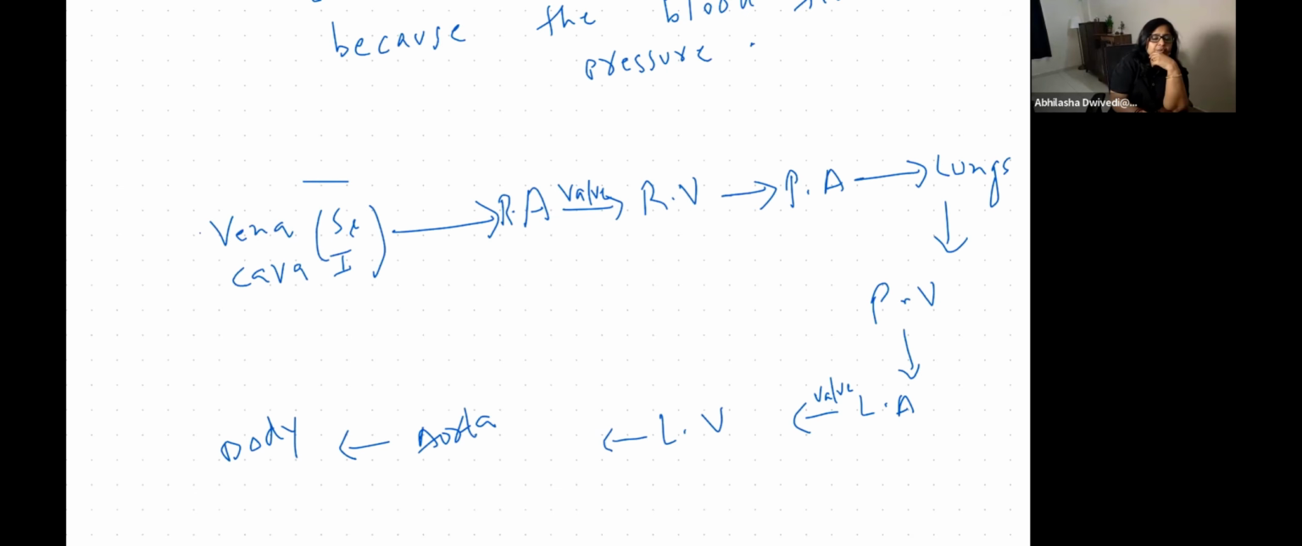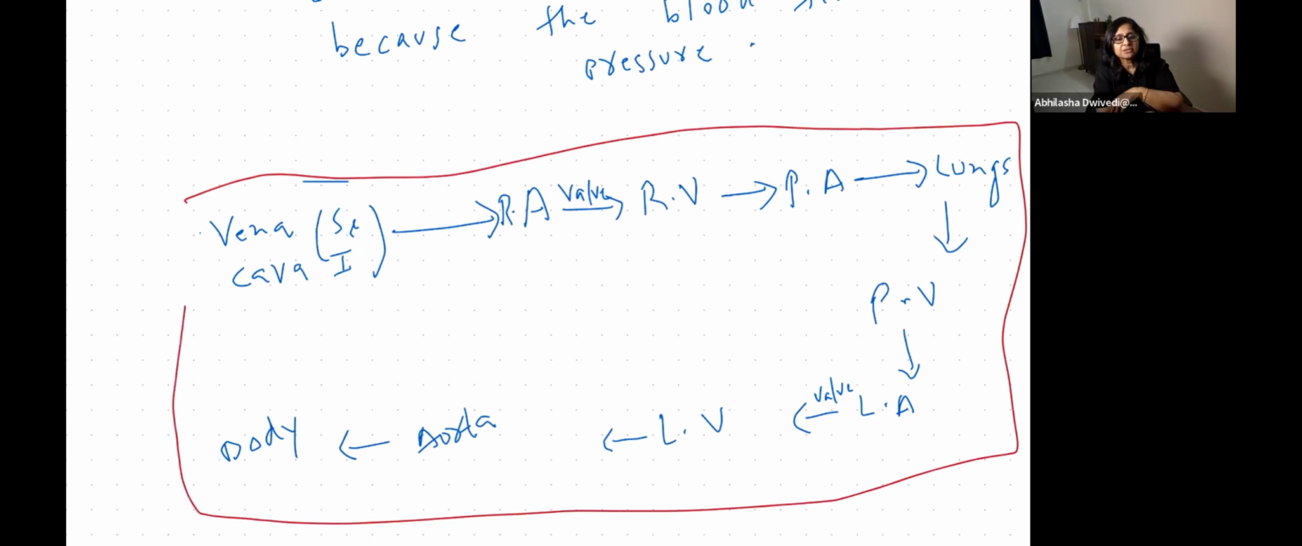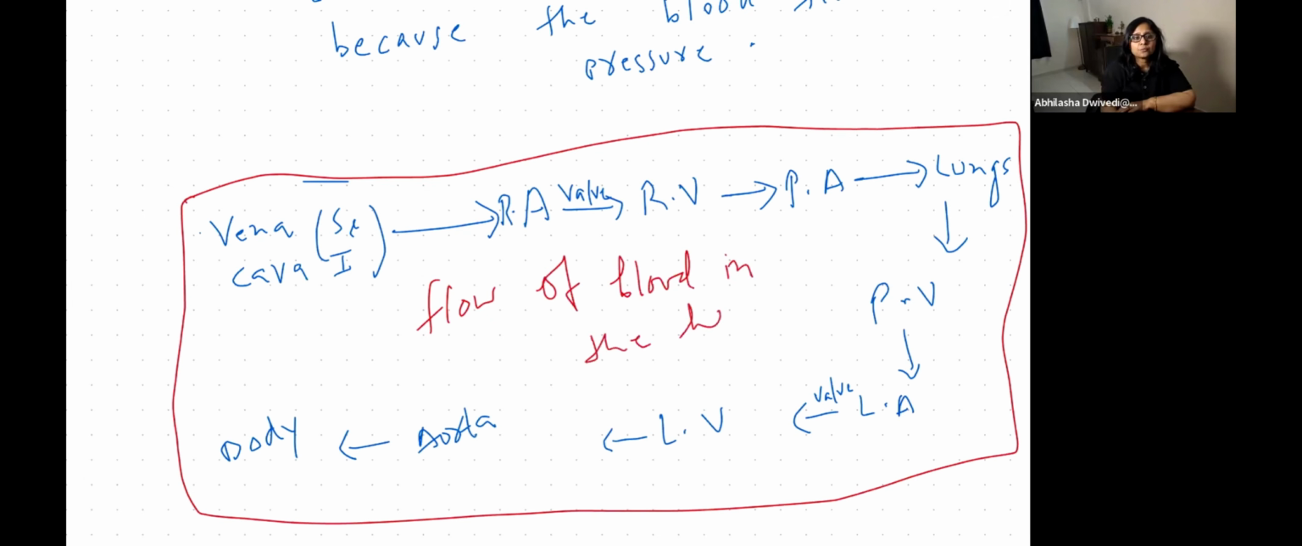So this is the most important for any student. If you are doing AP, IGCSE, GCSE, CBSE, ICSE, if you are doing the topic circulatory system, this is something which is very important. Flow of blood in the heart. Hope I was able to explain and you could understand how the blood flows in the heart.